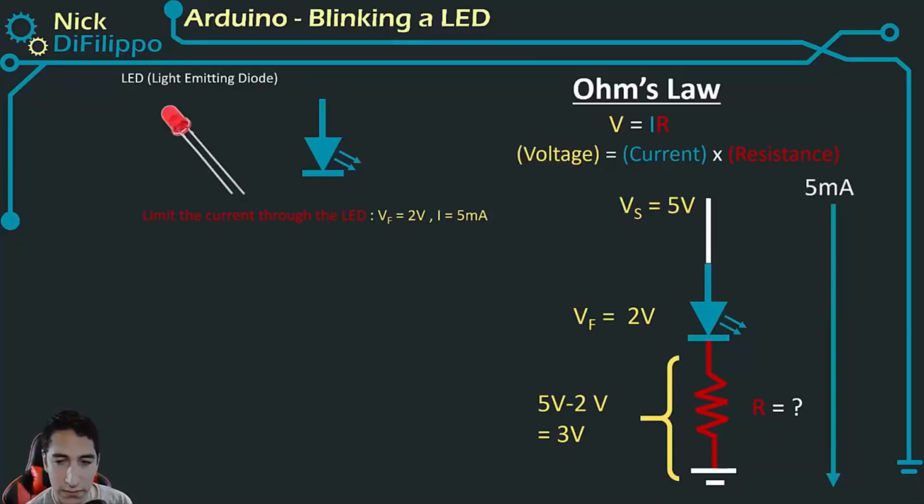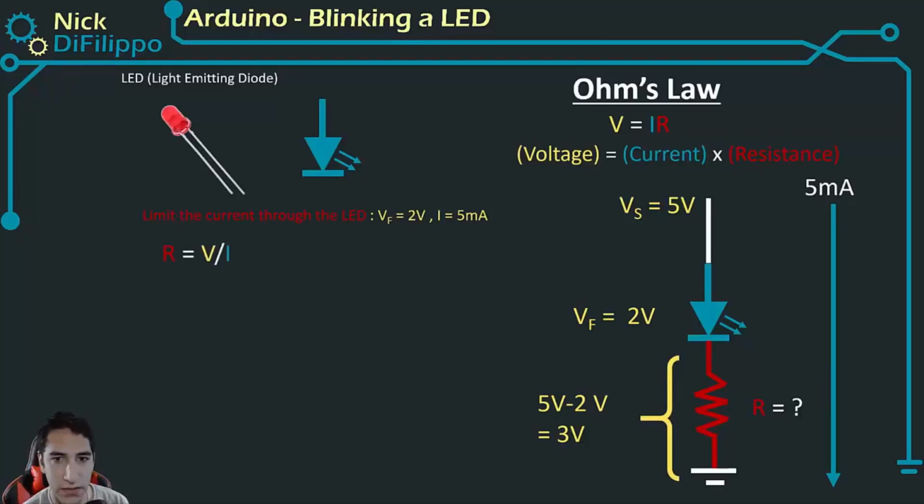I also want to limit this to 5 milliamps. Now, voltage is different than current. Everything's going to see the same current. So my LED and my resistor are both going to see 5 milliamps, even though they see different voltages. So now I have enough to use Ohm's law. I know my voltage, I know my current, and I can figure out my resistance.